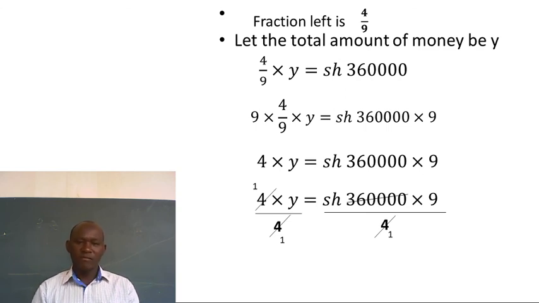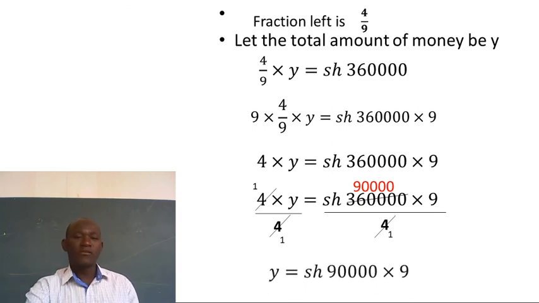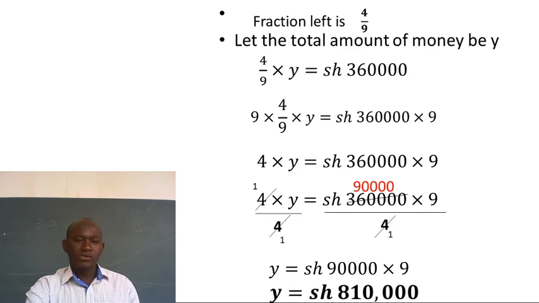360,000 shillings divided by 4. Let me just divide that 36 by 4, which is 9, and there I have 90,000 shillings. So the value of y will be 90,000 shillings times 9, which takes us to 810,000 shillings. So Martin had 810,000 shillings. So basing on the two examples that I've given you, you can handle any question which is in that very line. Thank you. I wish you the best.